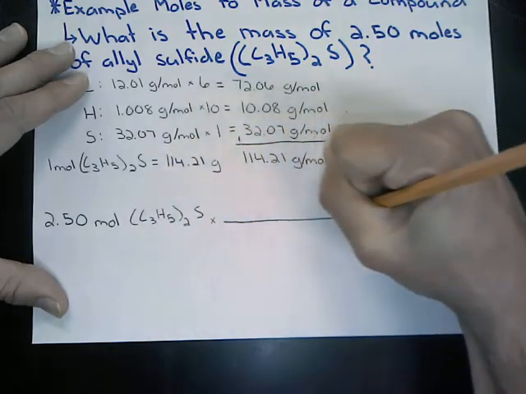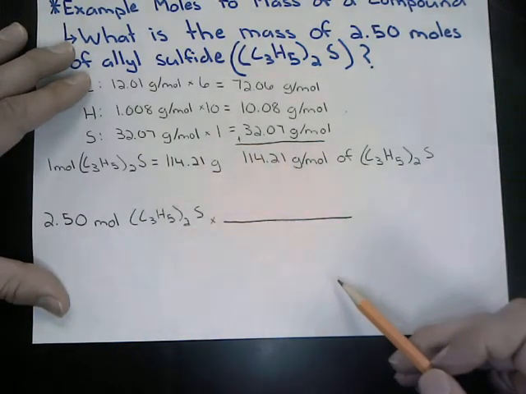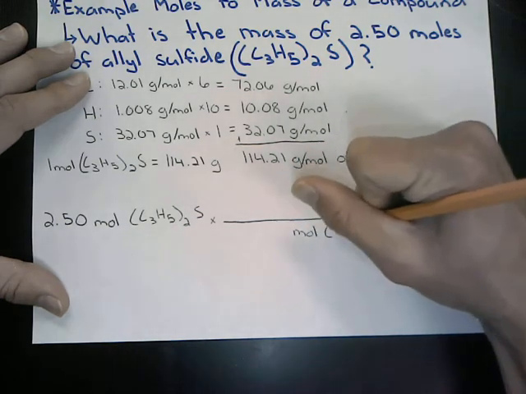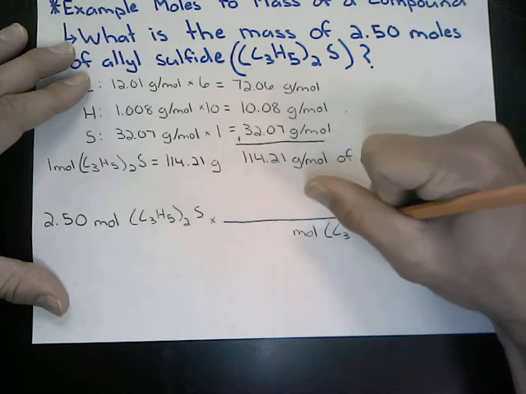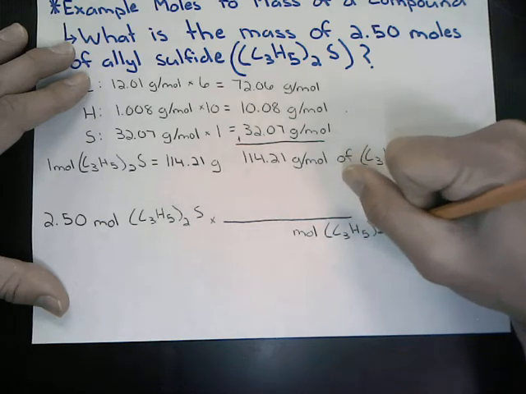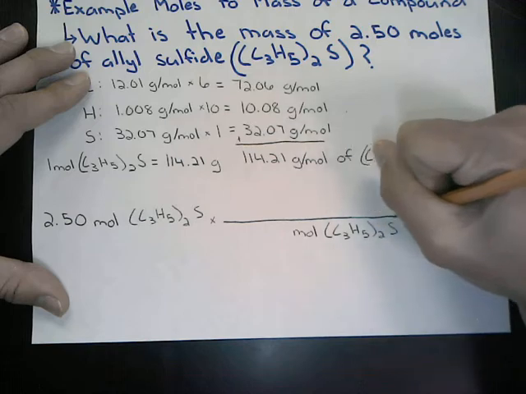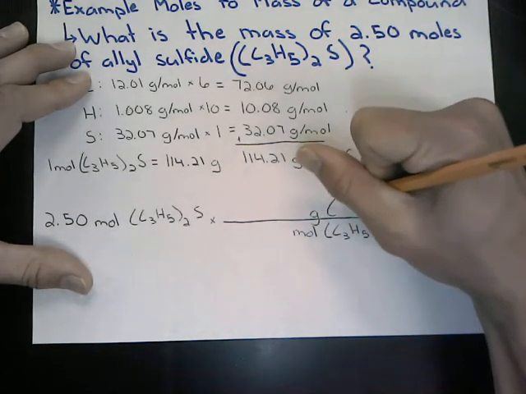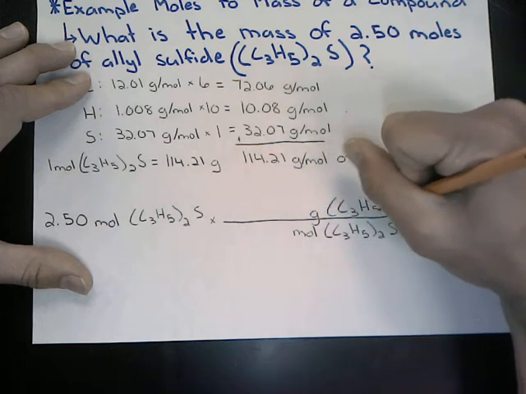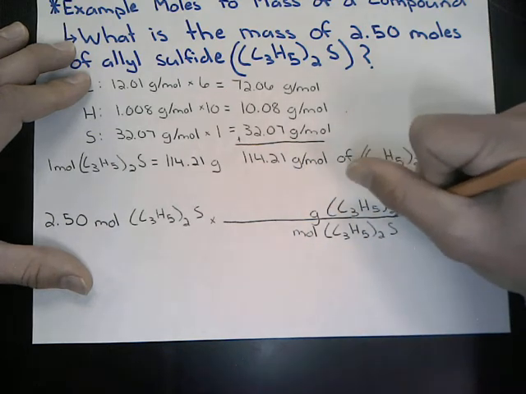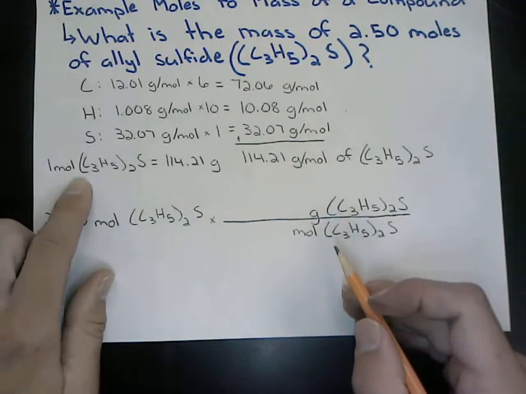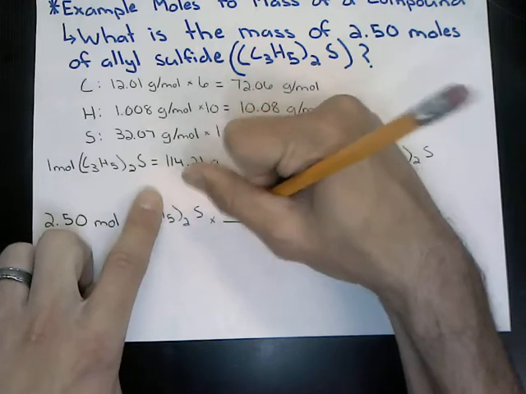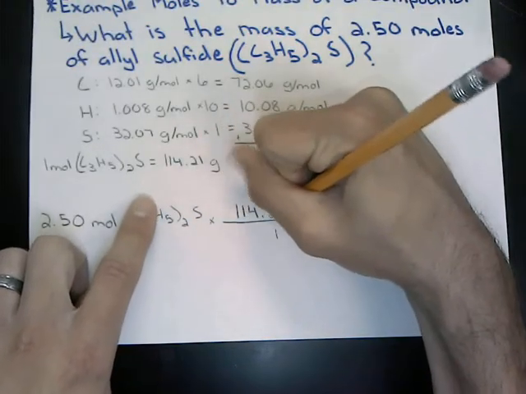So what we're going to do here, remember, diagonal units must cancel out. Because we have moles of allyl sulfide, we have to cancel moles of allyl sulfide on the bottom. And then we can write what we want. We want the mass of allyl sulfide, so we have grams of C3H5 2S. And remember, 1 mole equals that 114.21 grams. We spent all that time calculating, so we put that in the correct spots.